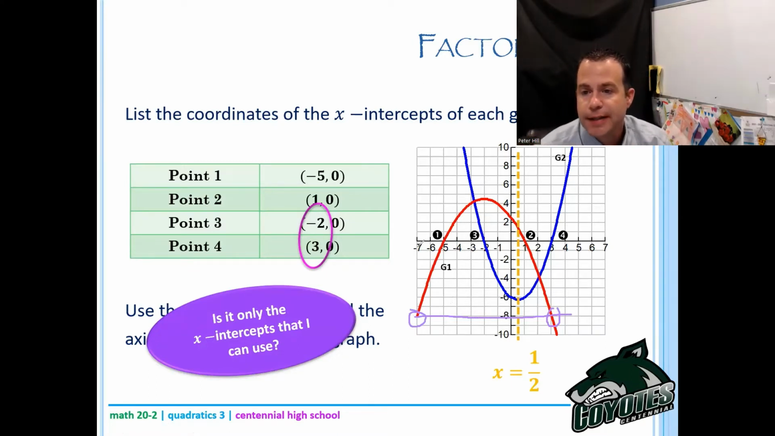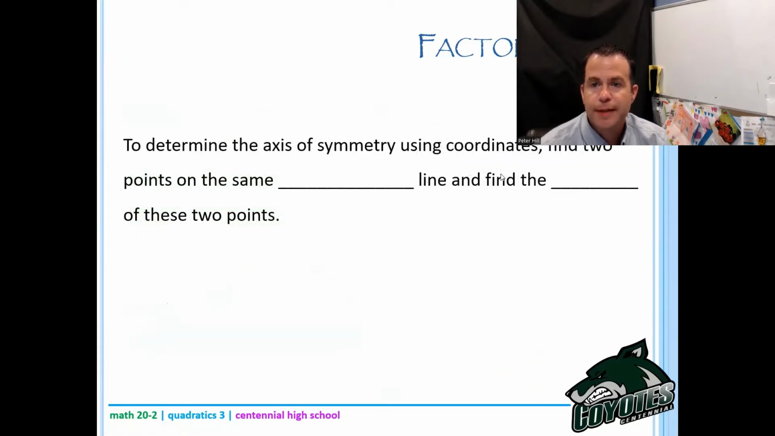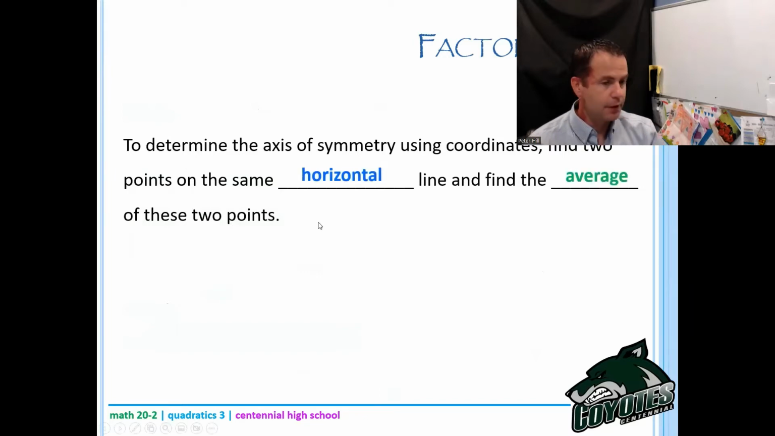So take a look. This guy is -7. This guy is 3. -7 plus 3 is -4. -4 divided by 2 gives me that -2 that I originally had there. Okay. All right. Awesome job. So to determine the axis of symmetry using coordinates, find 2 points on the same horizontal line and find the average of those 2 points.